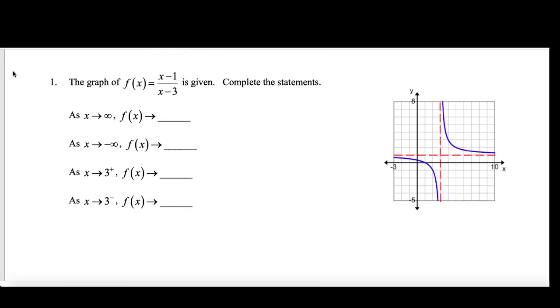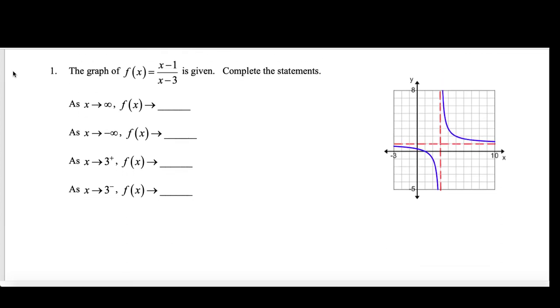Here's an example of a simple rational function. We have the graph of f of x, where f of x is equal to x minus 1 over x minus 3. So this is a ratio of two first-degree polynomials, right? And over on the right side of the screen, you see the graph of this function. We'll learn how to make these graphs later, but for now, we just want to look at the graph and examine some characteristics.